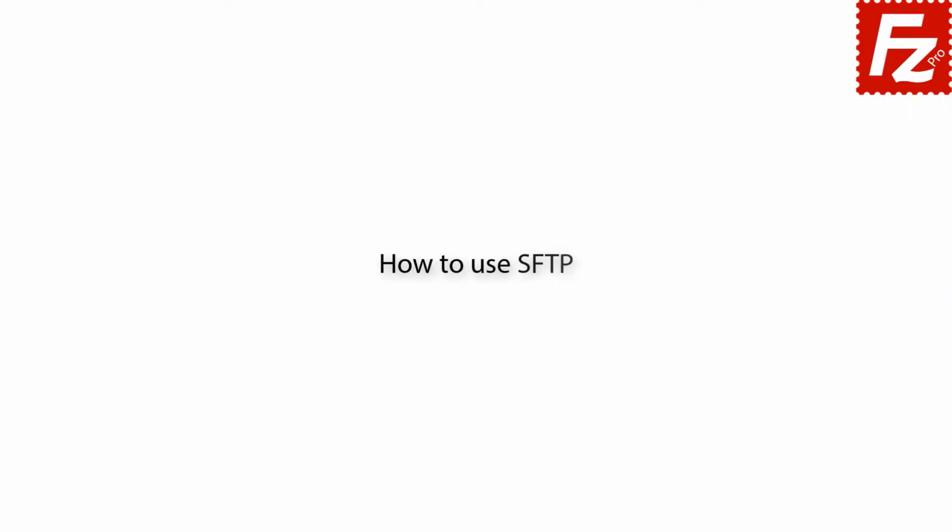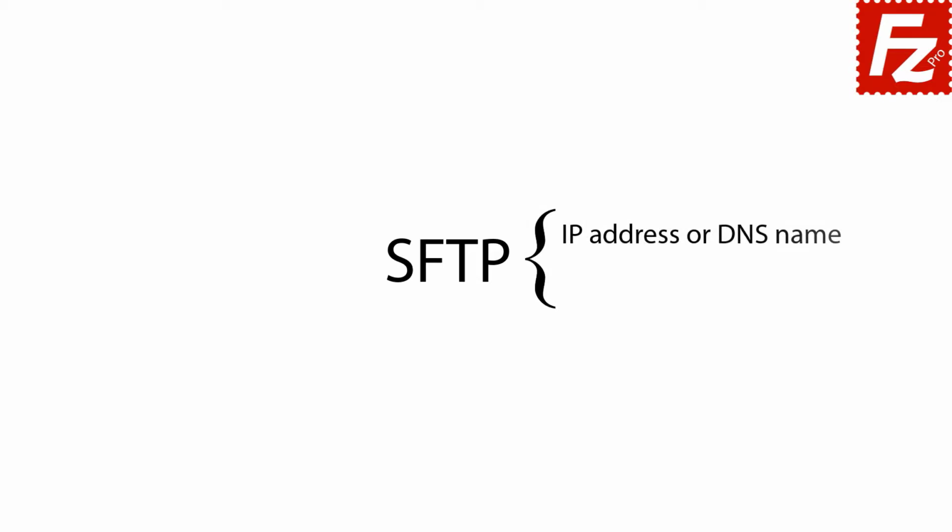In this video, we'll teach you how to connect to a SFTP server with FileZilla and FileZilla Pro. You will learn how to connect to a SFTP server using a file key. In order to connect, you will need the IP address or DNS name of your server and the private key file. If you have only the password, configure your connection logon type as normal and use the password.